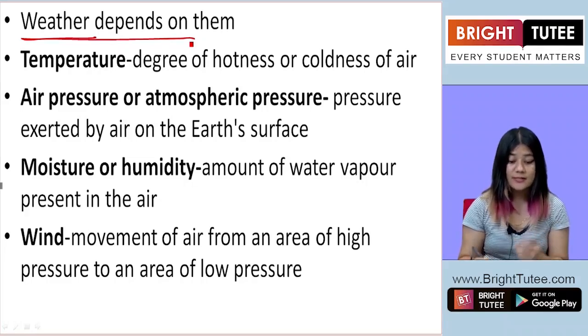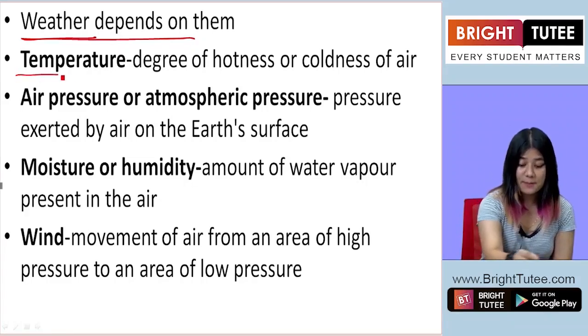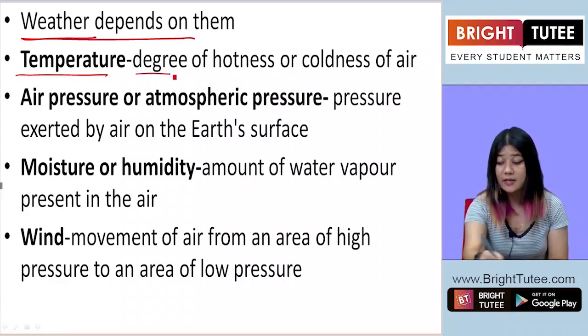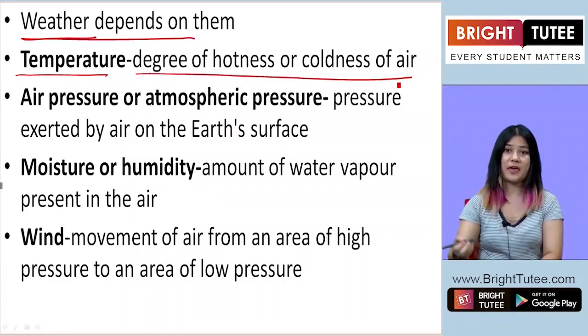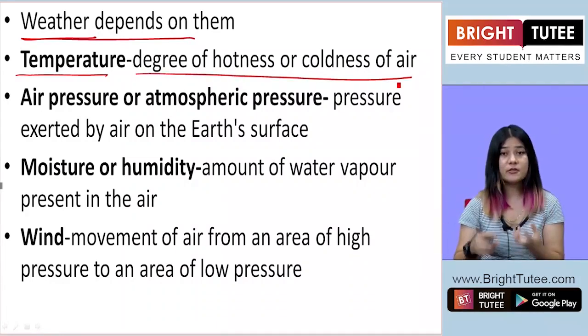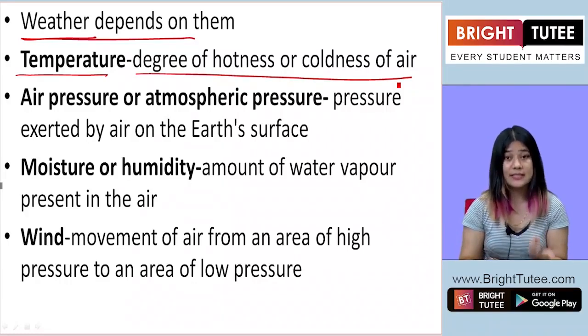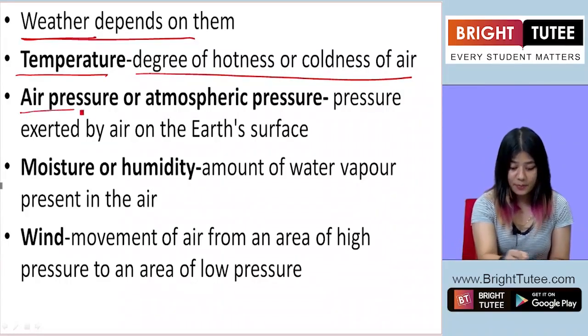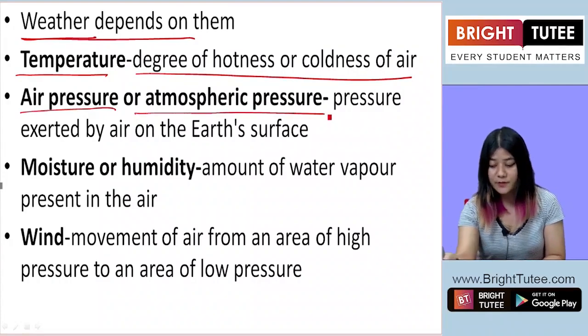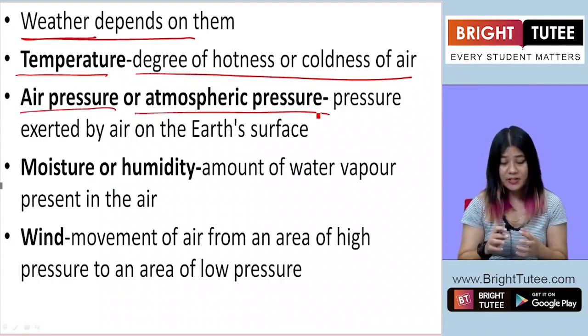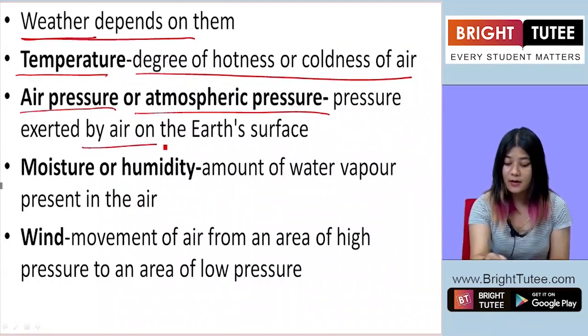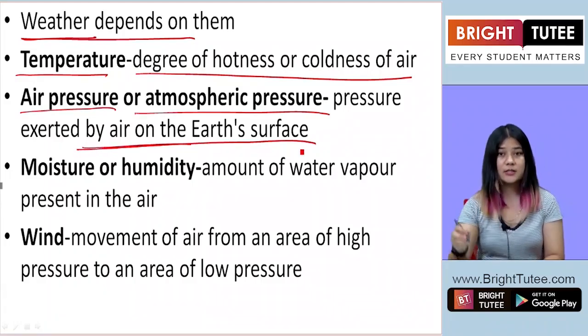Okay, so let's look at each of them. The temperature is basically the degree of hotness or coldness of air. It's basically how hot or cold the air is. That's temperature. Air pressure, which is also called atmospheric pressure, is the pressure which is exerted by air on the Earth's surface.